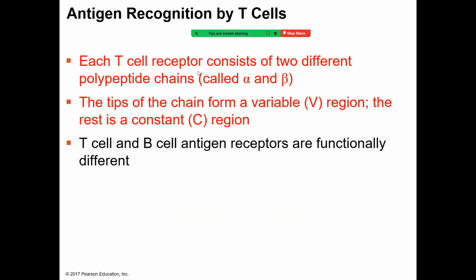So the T cell antigen receptor consists of 2 different polypeptide chains. There are alpha and beta chains. And just like we saw with our B cell antigen receptors, there are variable and constant regions. So remember that the constant regions are the same between different antigen receptors. It's the variable region at the ends or the tips of the T cell antigen receptor that are unique to each of those individual epitopes.